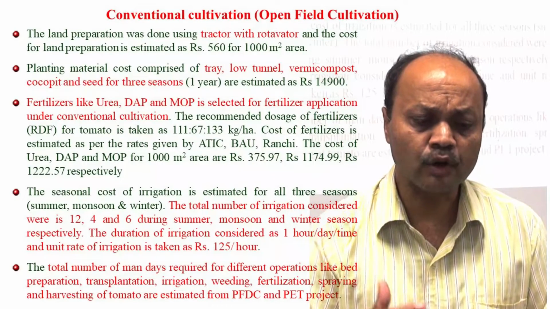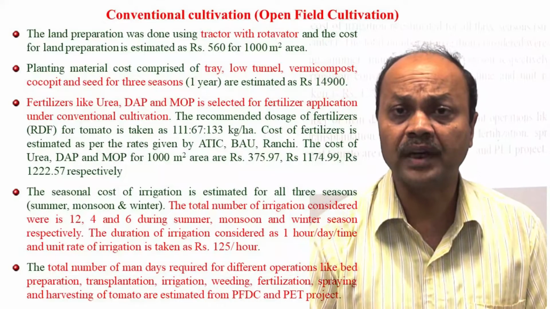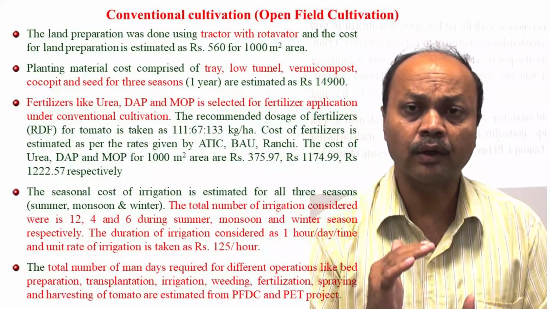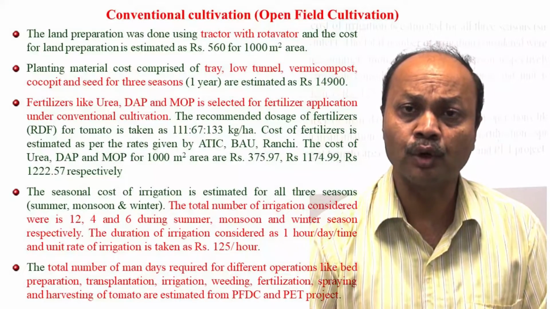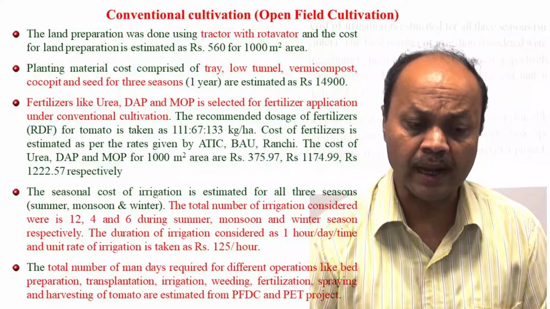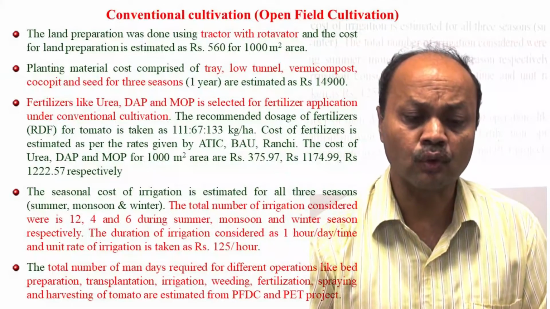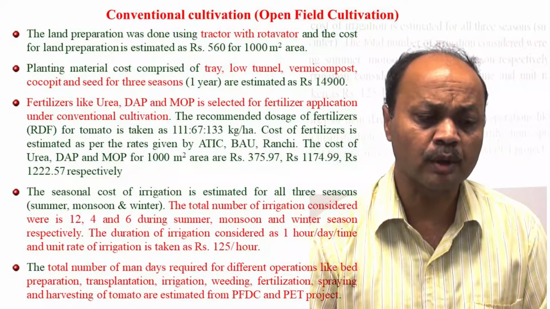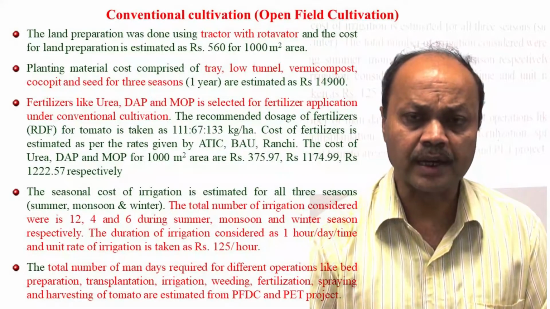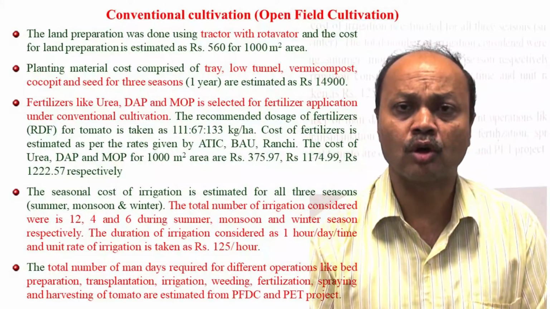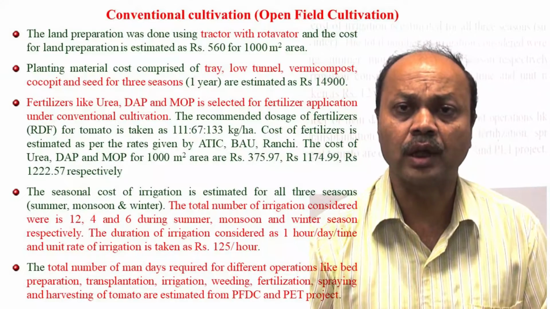And for the nursery, because you are growing tomato, we need the plants. So we are considering that we are growing the tomato nursery under a protray, and because the season is different around the year, we have used low tunnel technology, with vermicompost and cocopeat as the growing media. For around the year the cost is around 14,900.